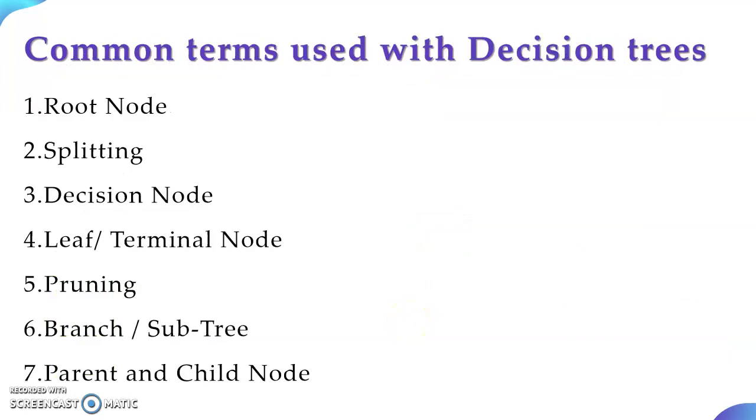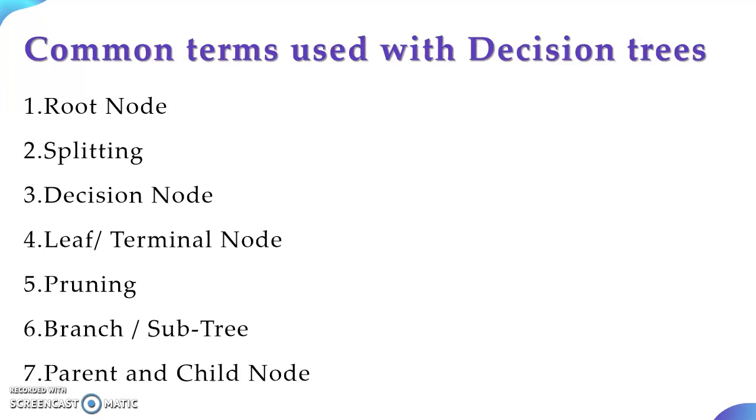So, here are some common terms used in decision trees. The first one is root node. Root node represents the entire population or sample, and this further gets divided into two or more homogeneous sets. Next, splitting. It is a process of dividing a node into two or more subnodes. Third one, decision node. When a subnode splits into further subnodes, then it is called a decision node.